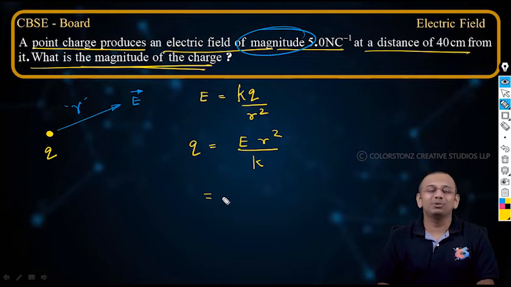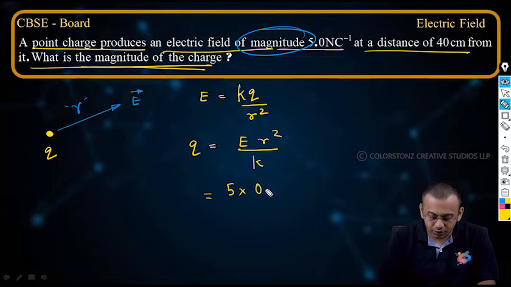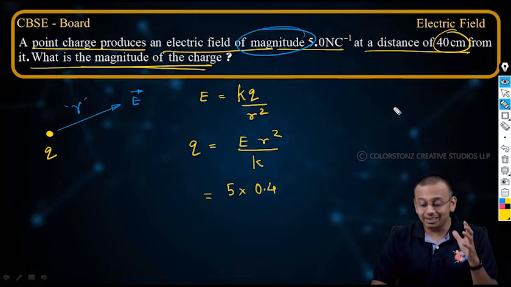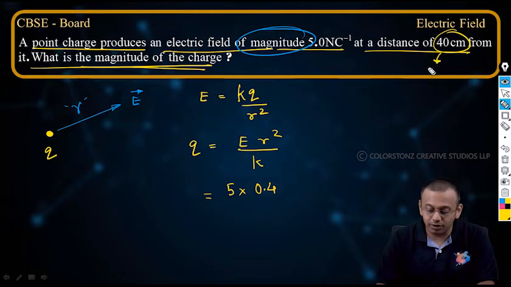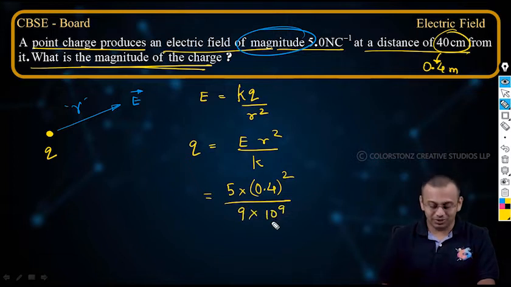And put all the values, solve and find the value of charge. So E is 5. The distance R is 0.4 meters. Remember, 40 centimeters is in CGS unit. We have to convert it and write it as 0.4 meters when we put the value. So 0.4 whole square upon K, which is 9 into 10 to the power 9 in SI units.